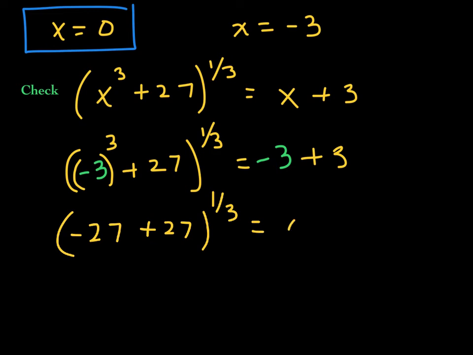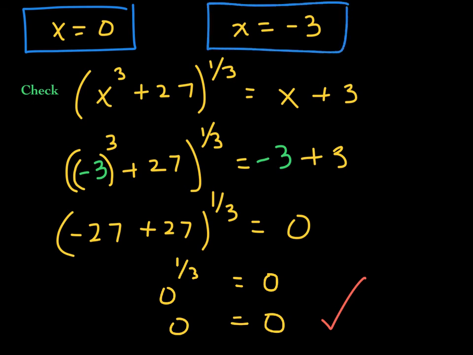-3 plus 3 is 0. Now -27 plus 27 is 0. So the cube root of 0 is 0? Yeah, 0, 0. That's true. This works as well, right? So I can come up here and confidently box the other solution as well. All right, good job, you guys.